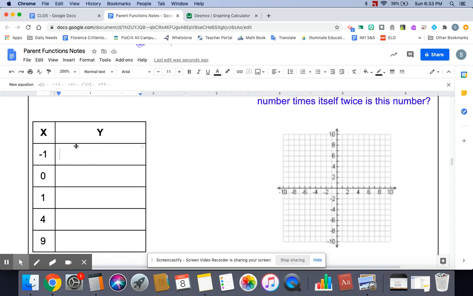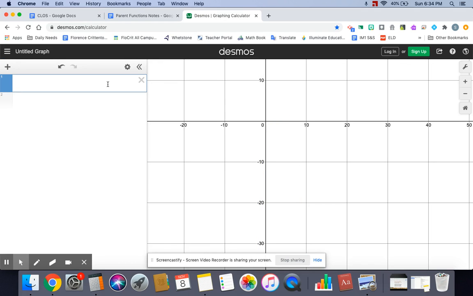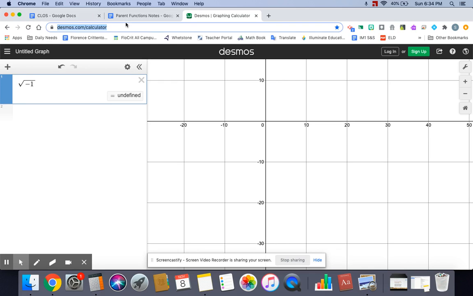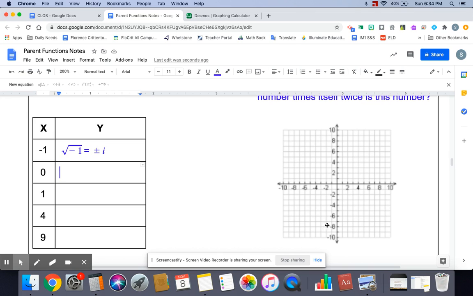So if I tried to do the square root of -1, remember, what's the square root of -1? Remember, it's positive and negative i because it's imaginary. If we try to put it into Desmos, we'd say it's undefined. You cannot actually graph the square root of -1 on a graph because it's imaginary. So there's going to be nothing over here in the negative side of the graph.